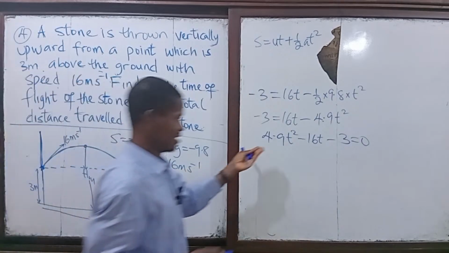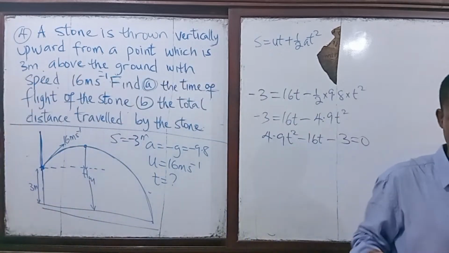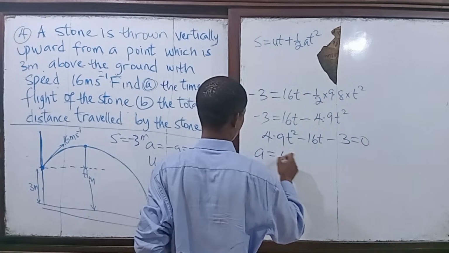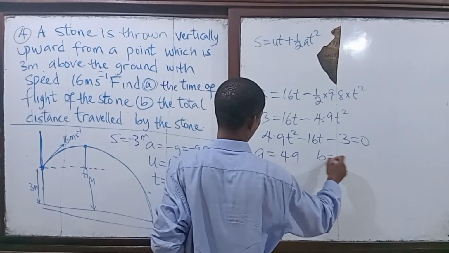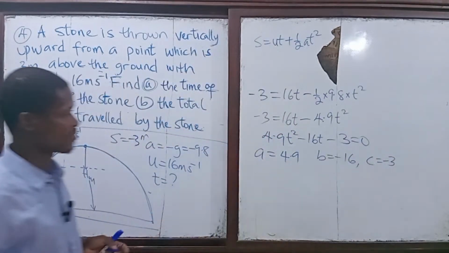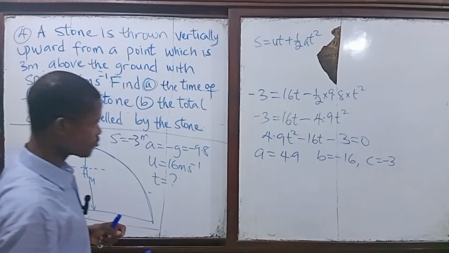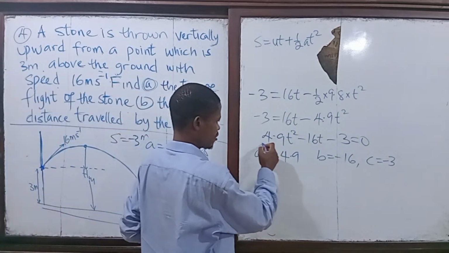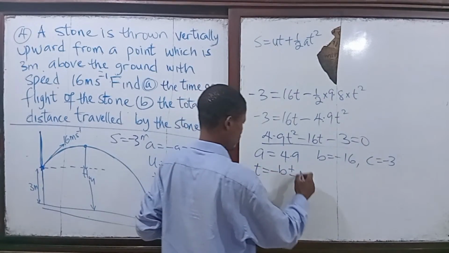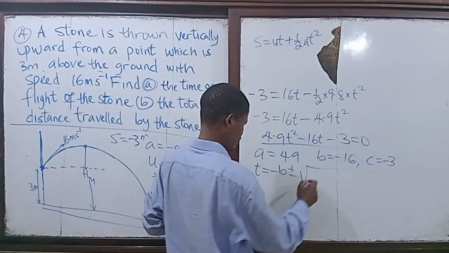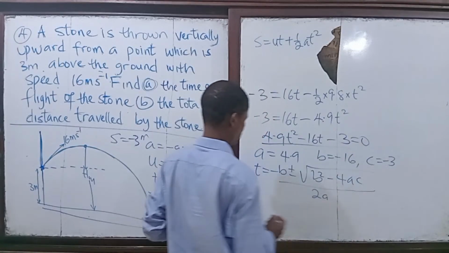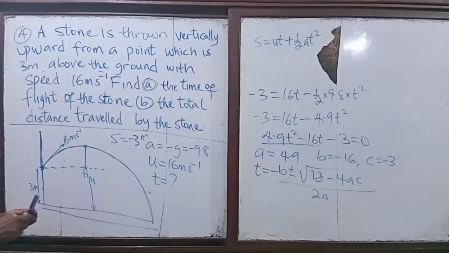Because of this decimal, you can't easily factorize it, so you can use your quadratic formula, whereby A is 4.9, B is minus 16, and C is minus 3. So t is equal to minus b plus or minus the square root of b squared minus 4ac, over 2a.